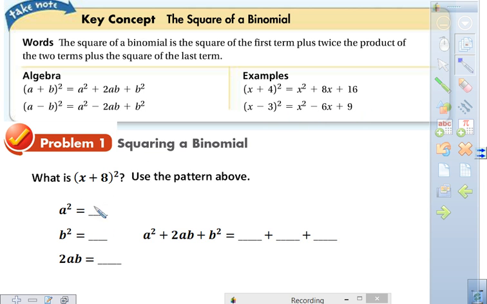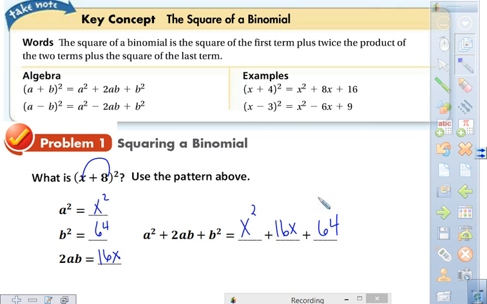So in our pattern, A squared is X squared. B squared is 64, and then if we multiply these two, we get 8X, and if we double it, we get 16X. So our answer is X squared plus 16X plus 64. And if you don't like the pattern, you always have the option to multiply this out by using FOIL.